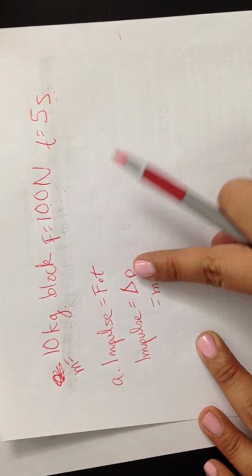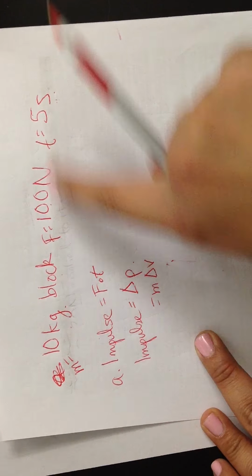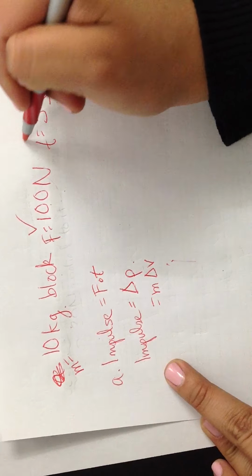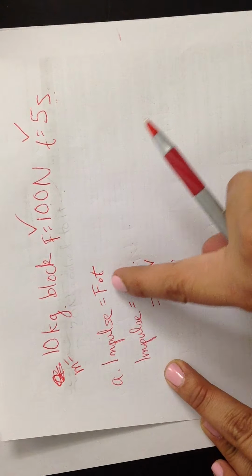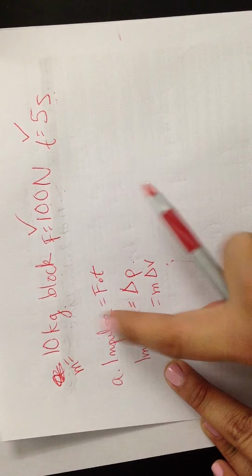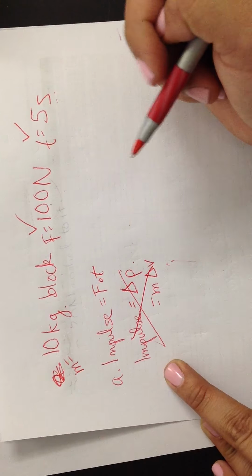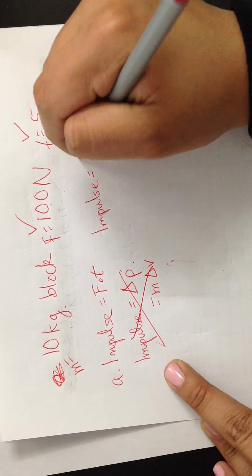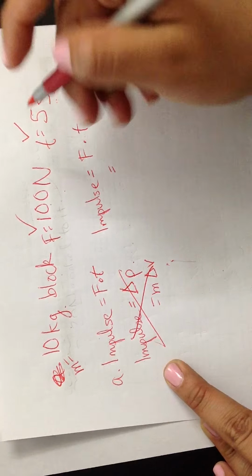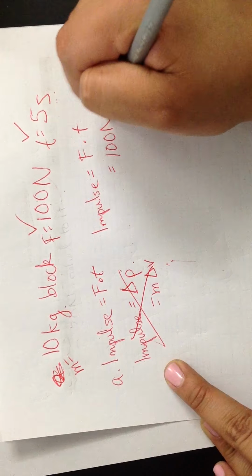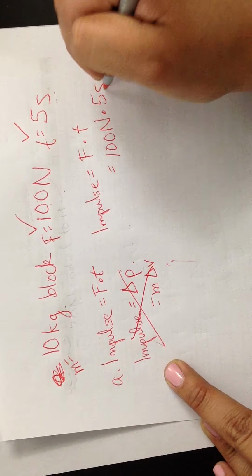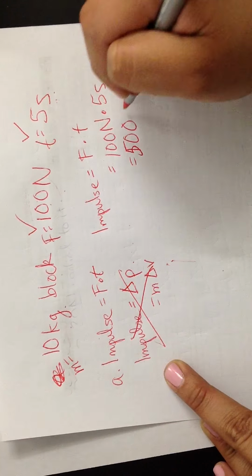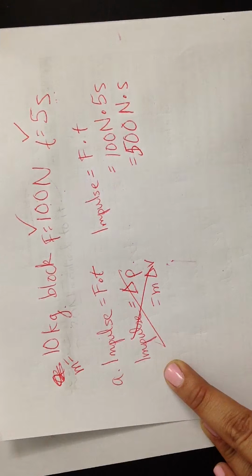The way you decide which one to use is you look at the variables. For this one you have force and you have time. So this is the only one that makes sense to use. This one we're not going to use right now. So impulse is equal to force times time. My force is 100 newtons times my time, which is 5 seconds. So the impulse that this object experiences is 500 newtons times seconds.